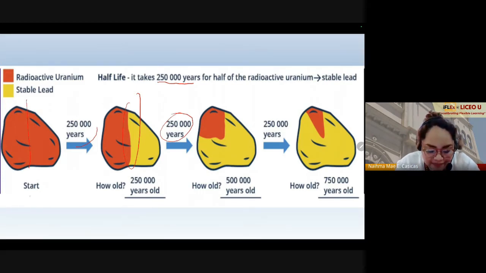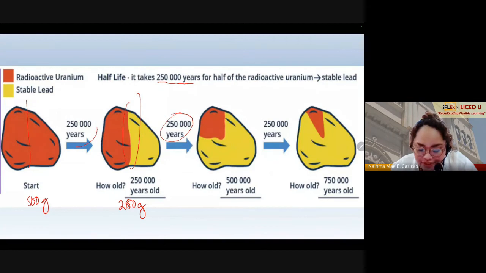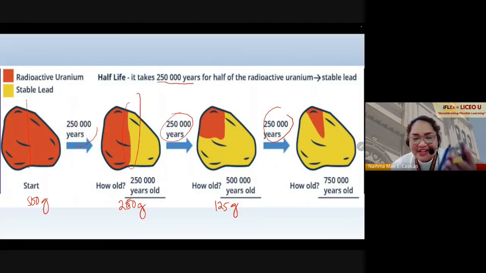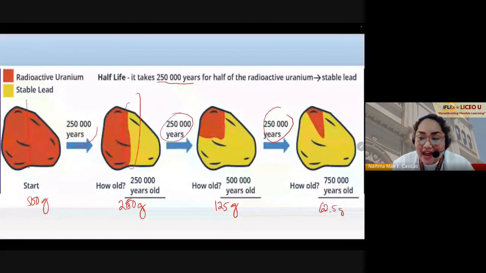Let's say for example, it is 500 grams. In the first half-life, you have 250 grams. Then in the second half-life, which is half of 250, that's 125 grams. Then in the third half-life, half of 125, I had to divide it on my cell phone, is 62.5 grams. So that is the concept of half-life.